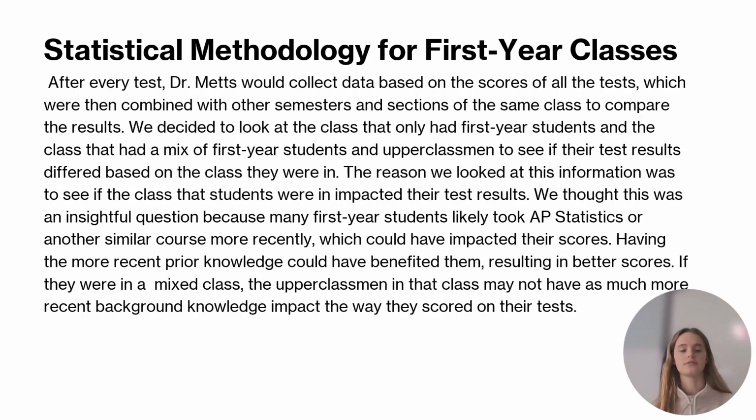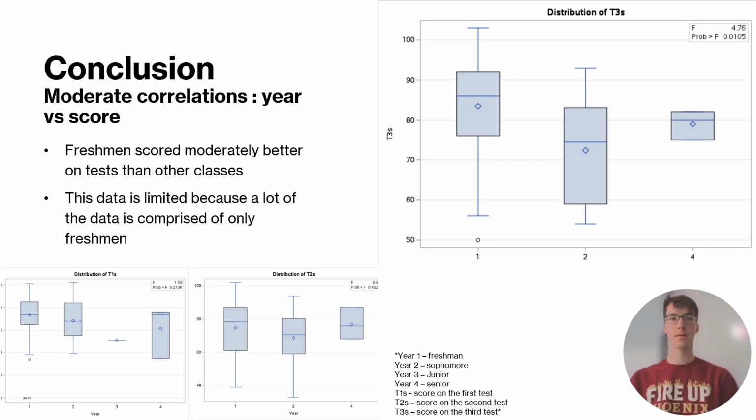The reason we looked at this information was to see if the class the students were in impacted their test results. We thought this was an insightful question because many first-year students likely took AP Statistics or other similar courses more recently, which could have impacted their scores. Having more recent prior knowledge could have benefited them, resulting in better scores. If they were in a mixed class, the upperclassmen in that class may have not had as much background knowledge, which impacted their scores in their tests.